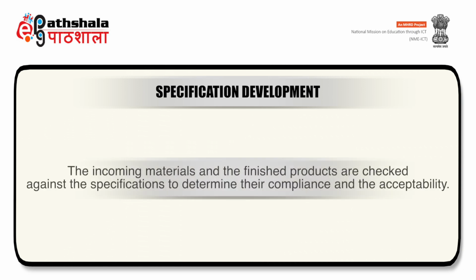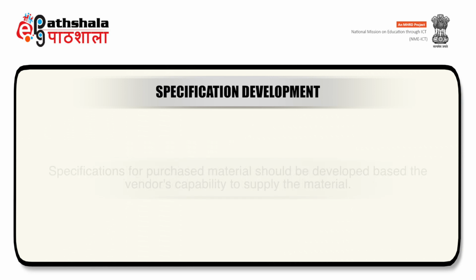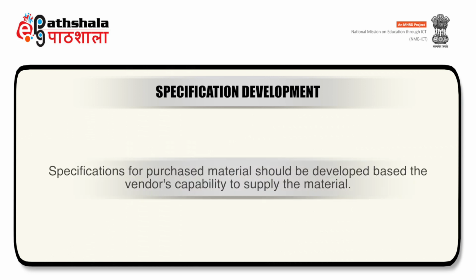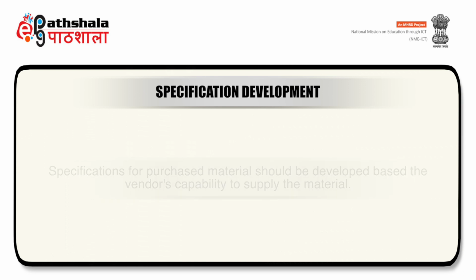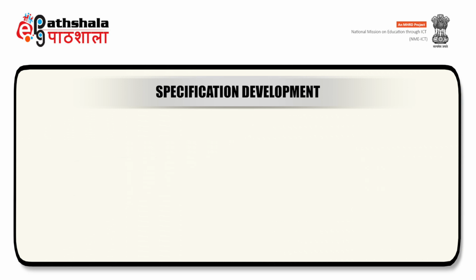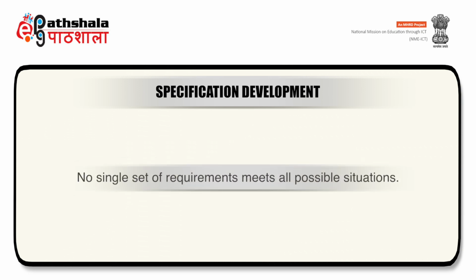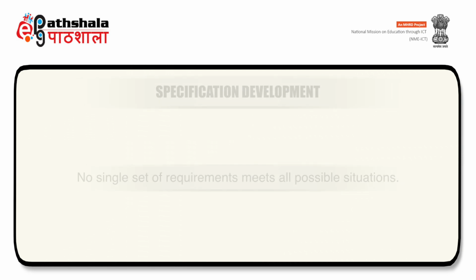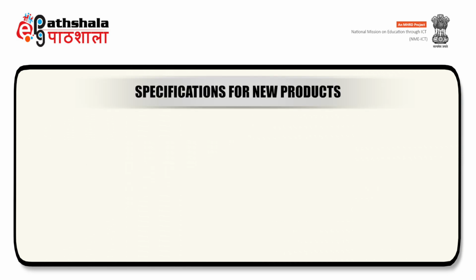The incoming materials and finished products are checked against specifications to determine their compliance and acceptability. Specifications for purchased materials should be developed based on the vendor's capability to supply the material. Specifications should be practical, realistic, and reflective of parameters necessary to define both the product and its quality level. No single set of requirements meets all possible situations. Now, specifications for new products.